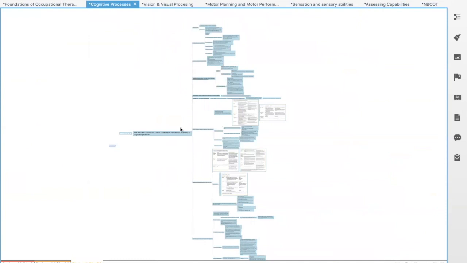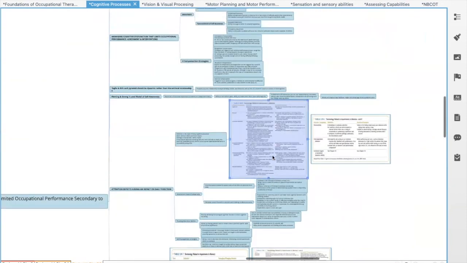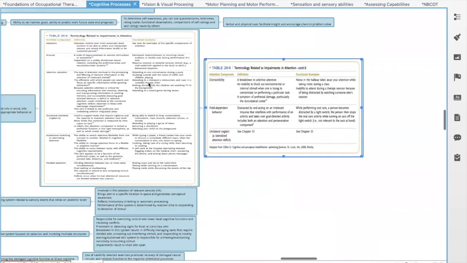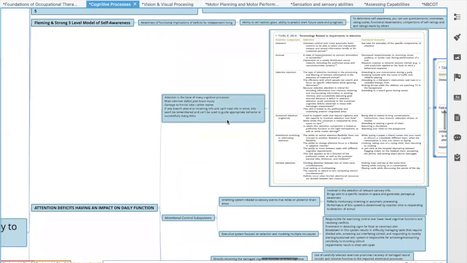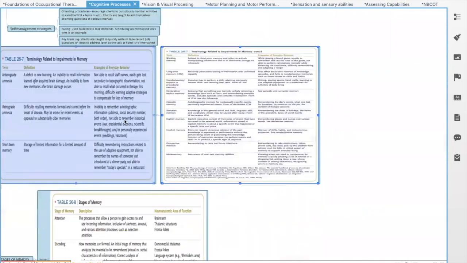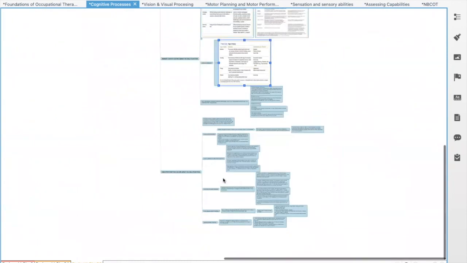For this concept map, we have the evaluation for the occupational performance secondary to cognitive dysfunction. And again, I just like that this concept map included a lot of examples and tables from Radomski. So if I zoom in, you're getting a definition here and then also a definition and terminology from Radomski. And that helps to have a few different definitions so you can have a better understanding of what you're dealing with, and also a published source to back up what you have to say.